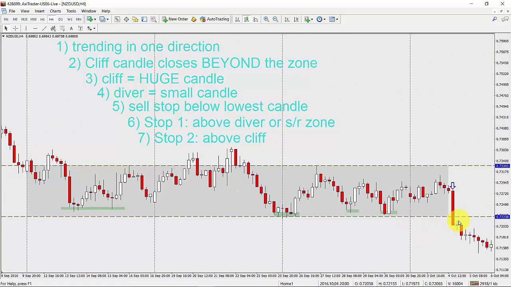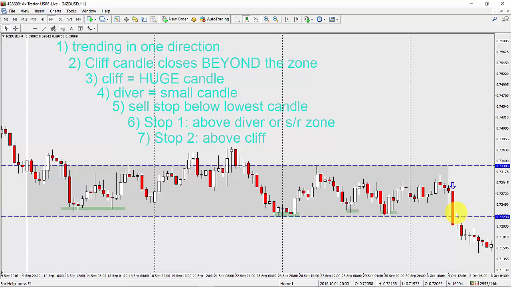The diver is a very small candle. It should not be as big as the cliff. If it is, then you're probably talking about a blow-off top or a blow-off bottom. That's a huge red flag, right? We talked about blow-off tops and blow-off bottoms, and I showed you those on the Swissy daily chart. And then the sell stop goes below the lowest thing, whether it's the cliff or the diver. The stop loss can go above the zone or above the diver for a really tight stop if you want high reward to risk.